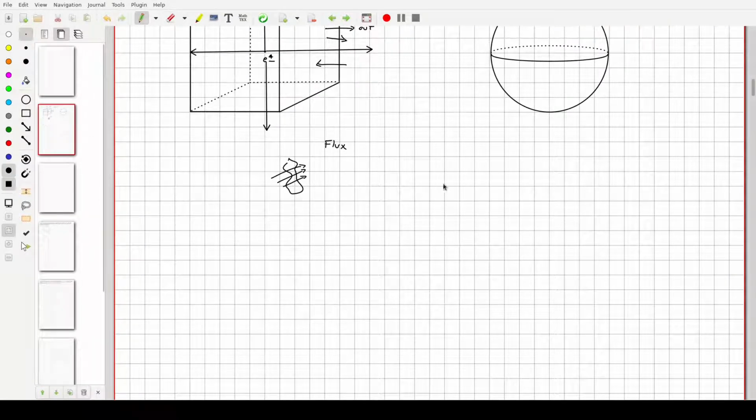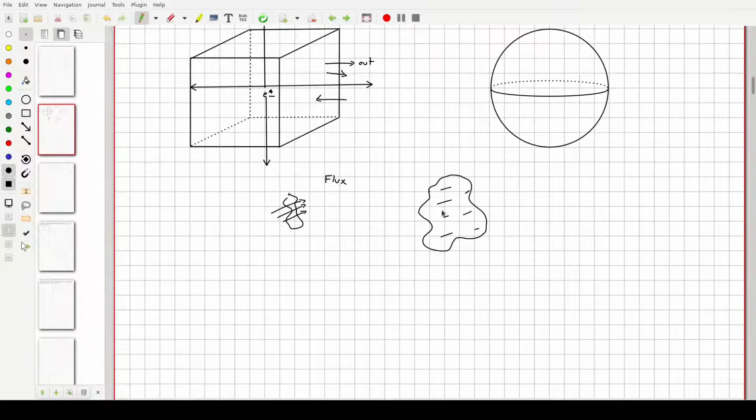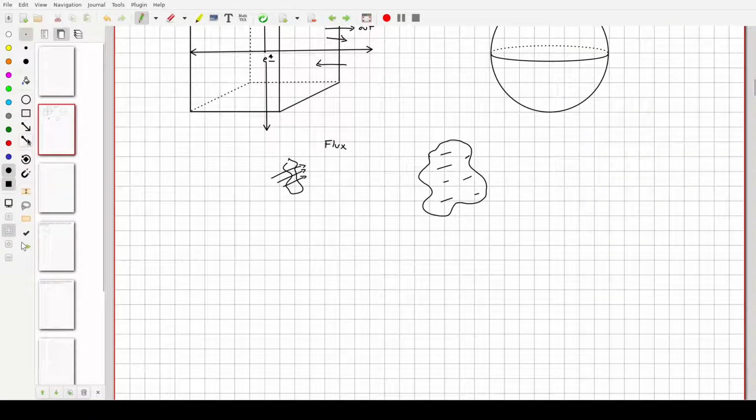if I were to just draw some sort of arbitrary squiggly looking thing like this, this is my surface right here. This is not a closed surface. This is just one side. And if I were to draw a field entering here, and then exiting this way, like that, going through it.